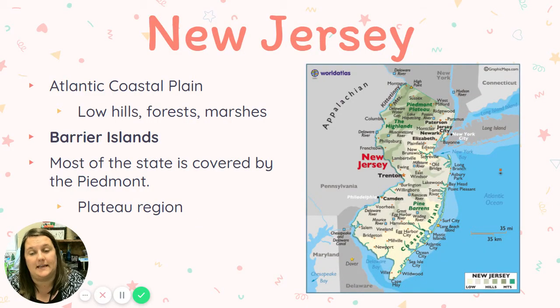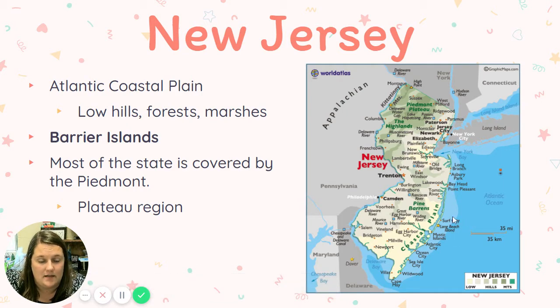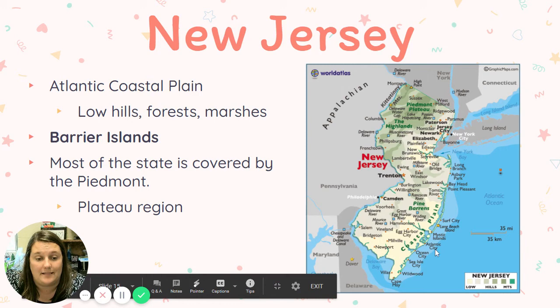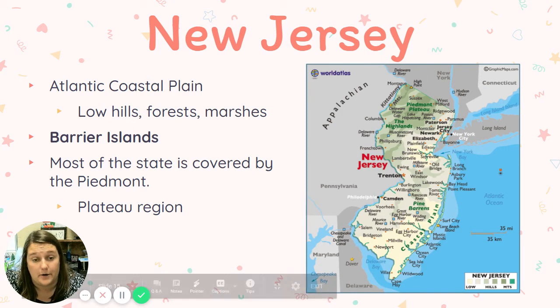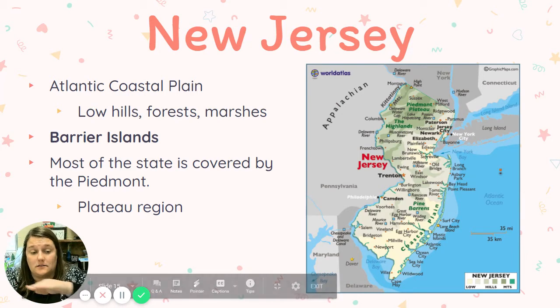Next, we have New Jersey. New Jersey is mostly on that Atlantic coastal plain, so it has a lot of low hills, forests, and marshes. It's not very mountainous. We do have those barrier islands, which are these skinny little islands right out here off the coast of New Jersey. You may have heard of Long Beach Island or Surf City, okay, Ocean City, Atlantic City. These are right off that coast of New Jersey. Most of the state is covered by the Piedmont, which is the plateau region, which means that it's kind of tall and flat, not like a mountain, so it doesn't have a peak. It's tall and flat.